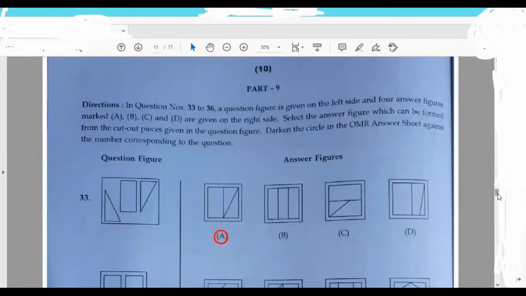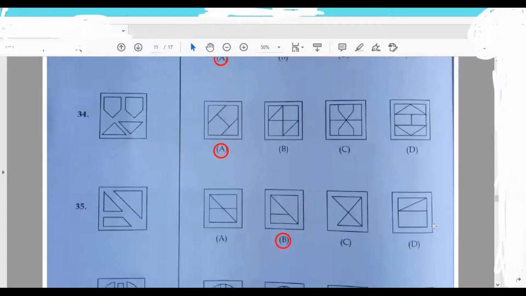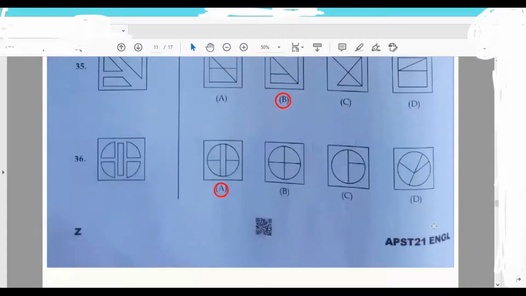Okay, let's move on to the next part, which is part 9. In question numbers 33 to 36, you have to find the answer figure which can be formed from the cutout pieces. For 33, it is A. For 34, it is A. For 35, it is B. And for 36, if you combine all this, you will get A as the answer figure.